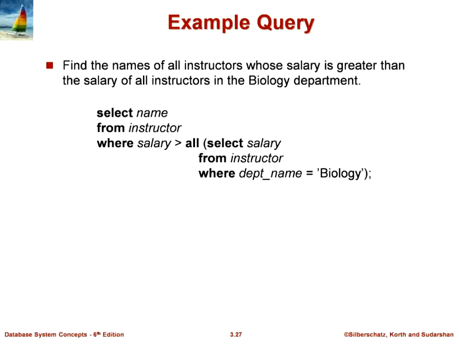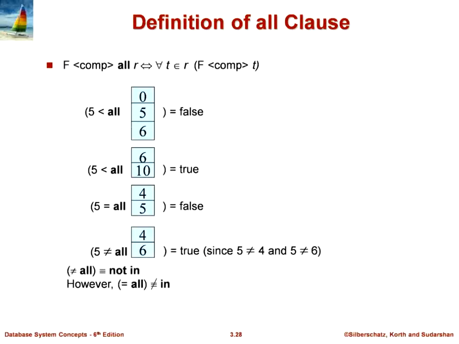Or you can use the all clause this way: find the names of all instructors whose salary is greater than the salary of all instructors in the biology department. So this is the nesting. When you identify the salaries of all instructors from the biology department, then you see which instructors have salaries greater than all salaries of all instructors of the biology department. So you can use the all clause in this way.